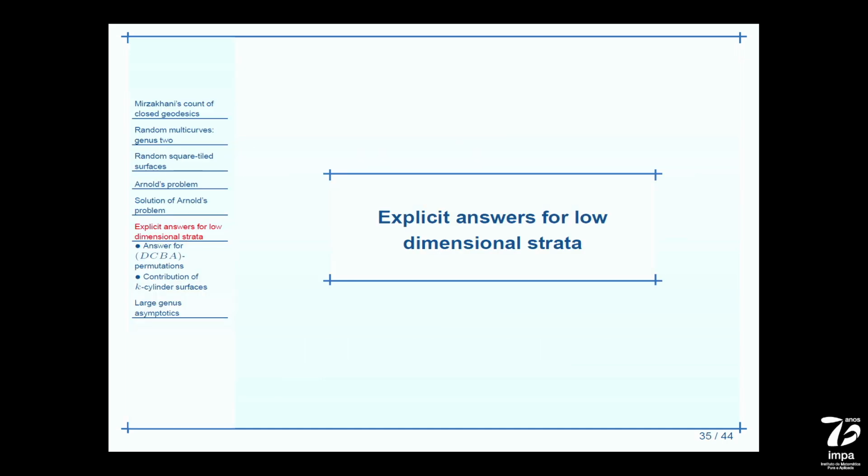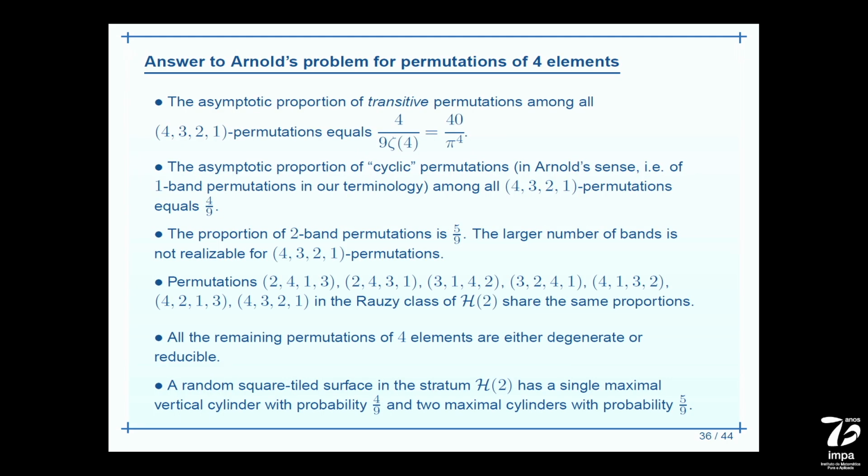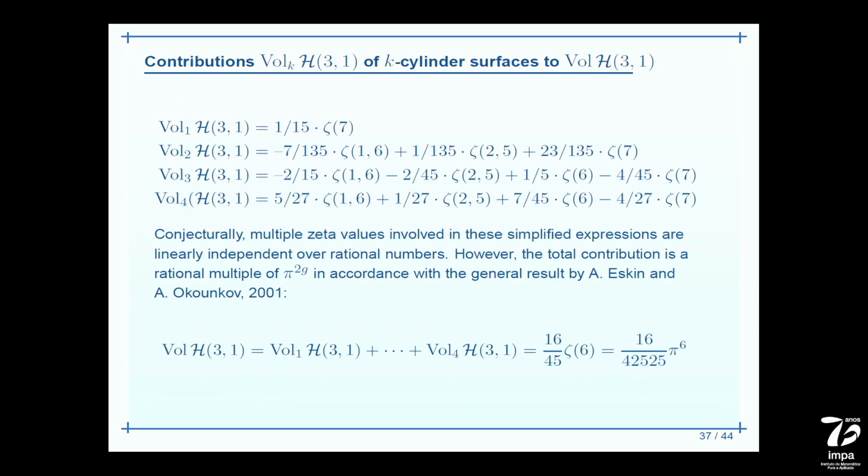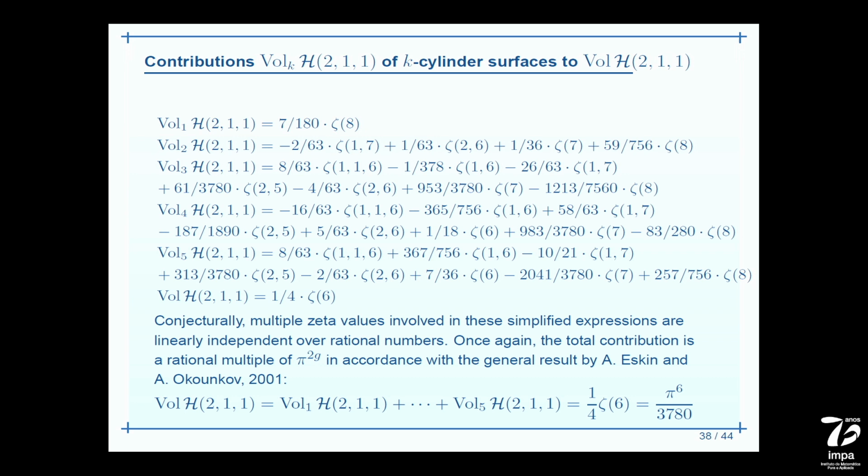OK. Now, to show off, I can suggest answers in some low-dimensional strata. And this is for 4 elements. This is the stratum, the other permutations. The answers become more complicated. Oops. And if you go to the next stratum, the answers become even more complicated. And this is mostly to scare you.